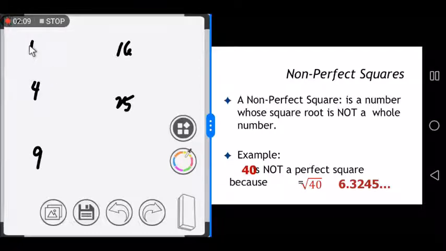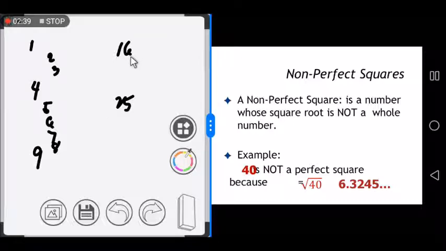So, kung halimbawa, we have here 2, 3, diba? So, if you get the square root of 2 or square root of 3, you won't have an exact root, unlike if you get the square root of 1 and 4. Diba? So, ito yung tinatawag natin na non-perfect squares. So, we have 2, 3, 5, 6, 7, 8. Example po yan ng non-perfect square.